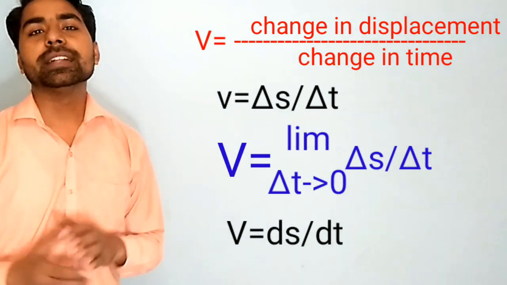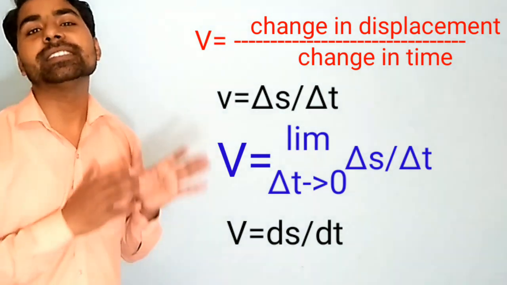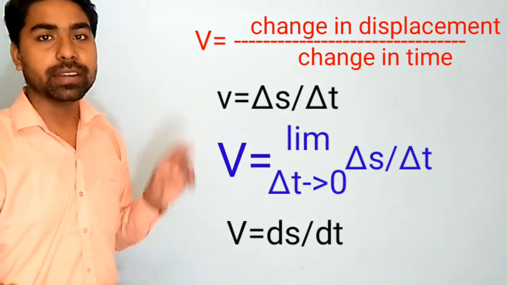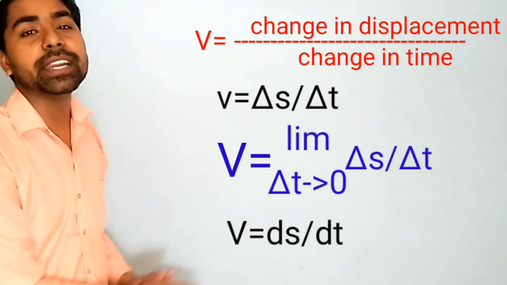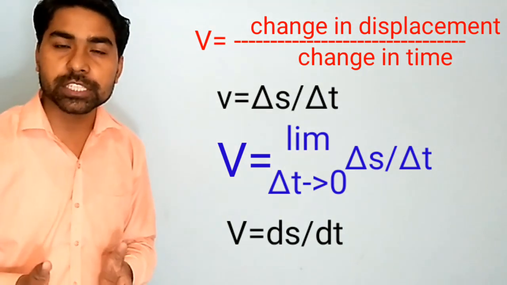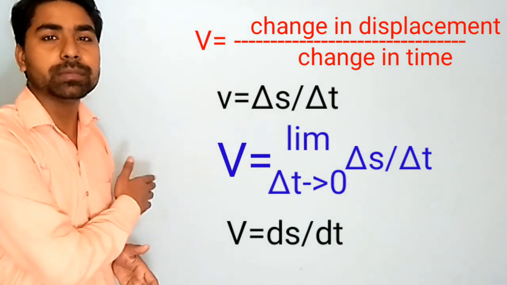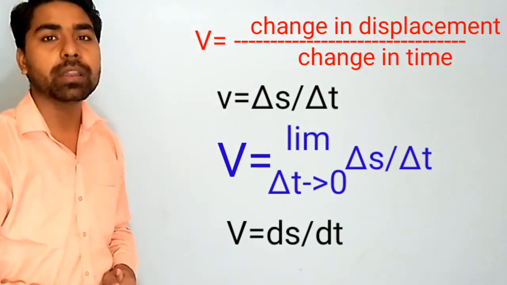Instead of that, we can simply write v is equal to ds upon dt. This is called the derivative of displacement s with respect to time. Small d is known as derivative. So displacement's derivative with respect to time becomes velocity. So v is equal to ds upon dt, that you can also write.